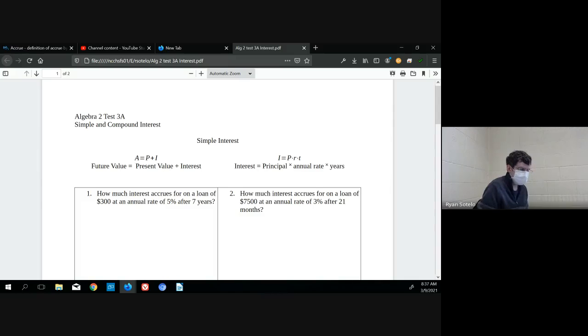All right, the first one says how much interest accrues for a loan. Accrues just means like accumulates, or how much do you get. For a loan of $300 at an annual rate of 5% after 7 years.